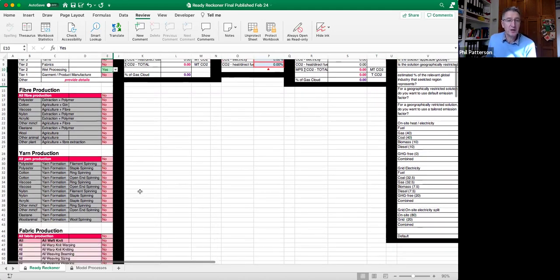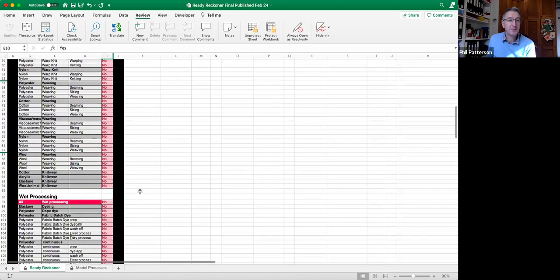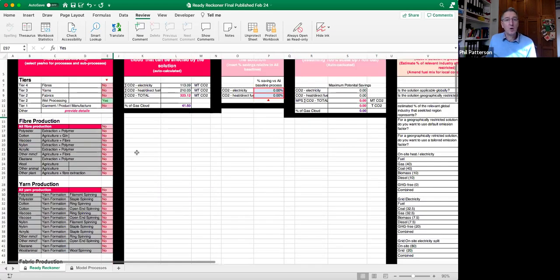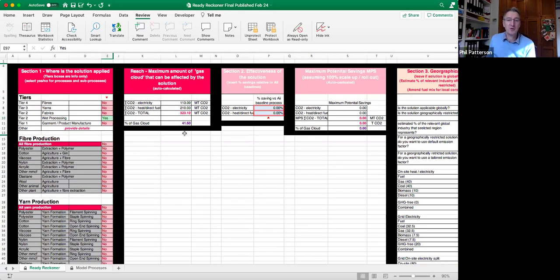What we then do is we go down to wet processing. And because this is a wet processing facility-wide project, we select all wet processing. What that then does is that automatically calculates the percentage of the gas cloud that is in scope, the reach of the application, and that is 41.6% of CO2 emissions. Now, this was provided to us by WRI, and we made some adjustments to that, but this is our figure for the total amount of CO2 emissions for wet processing.